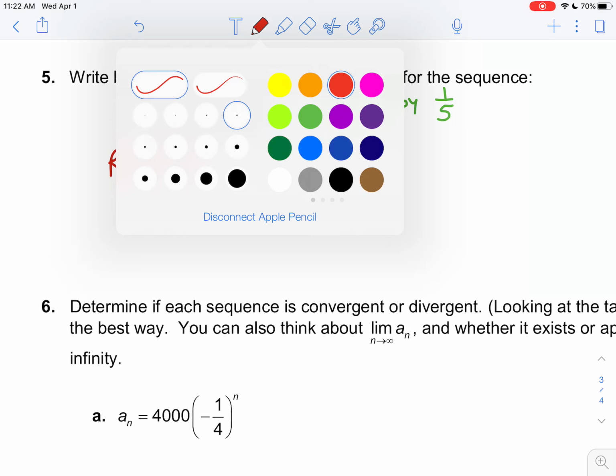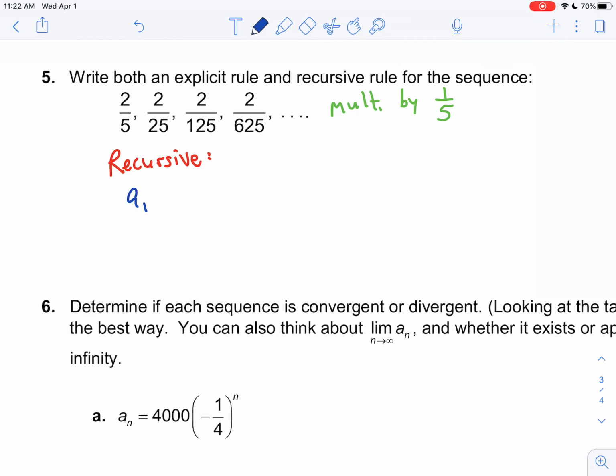So recursive, though, does have 2 parts. It says, hey, what's the first term? That's too easy. 2/5, no big deal. And then now it says, make the rule to get the next term. So I'm going to go back to my green where I wrote multiply by 1/5. So it's 1/5 times the previous term. And that a sub n minus 1 is our notation for previous term. So that's probably the best way to do the recursive rule.